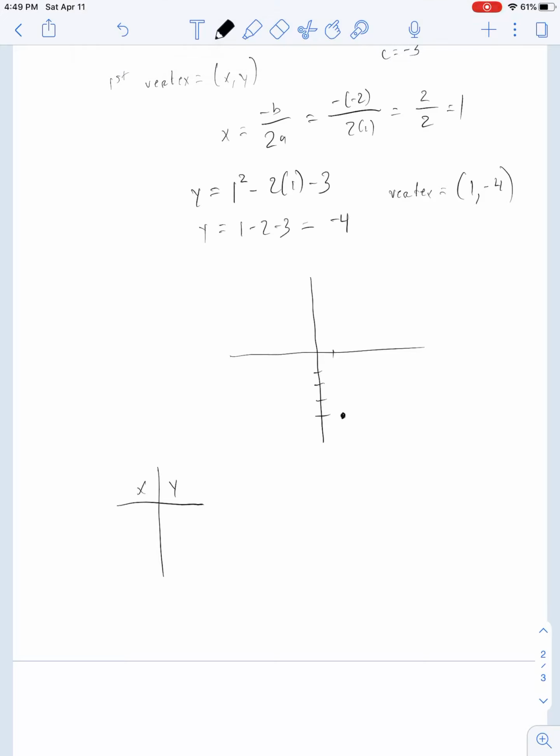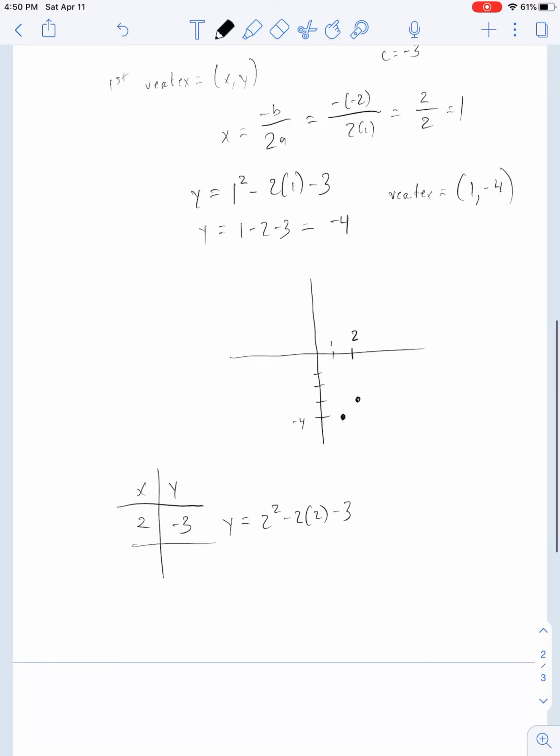And we'd pick any x values that we wanted, right? Maybe this is 1 and that's negative 4. Maybe an x to the right, so maybe 2. So y equals 2 squared minus 2 times 2 minus 3. And what do we get when we do that? That gives you a negative 3. So now I have another point, 2 and negative 3.